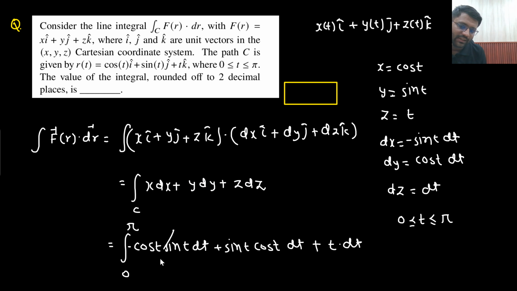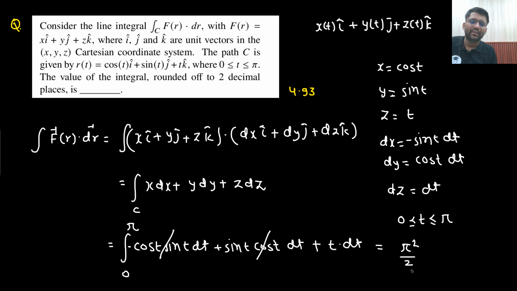So minus cos t sin t and sin t cos t both get cancelled out. What is the answer you are getting? t square by 2. So the answer is pi square by 2. Or you can solve it, pi square by 2 is roughly around 4.93 only. We don't need to solve, just 4.93 is the answer. Okay, that's the answer that you are getting.